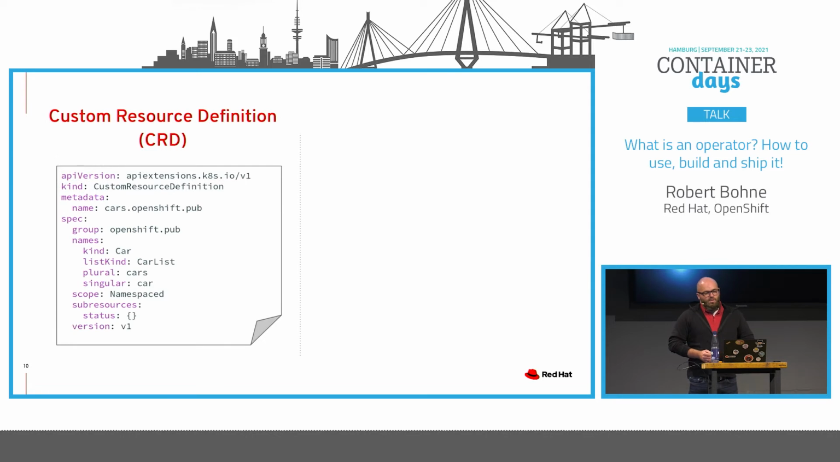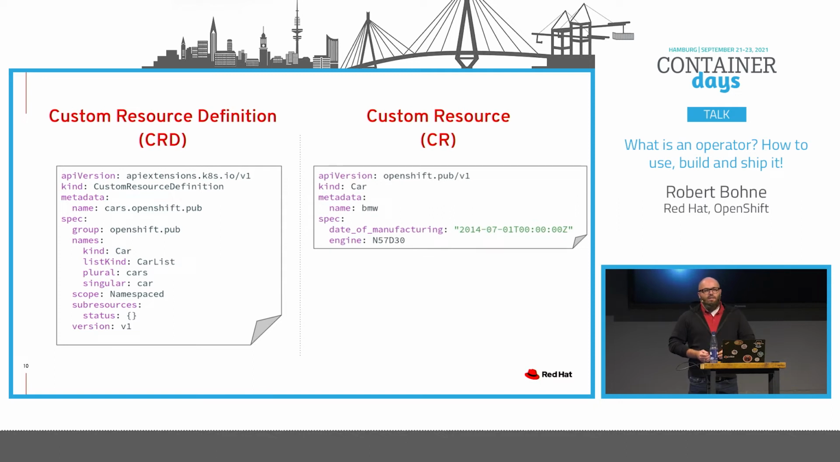How does it work? Of course, a custom resource definition is a YAML object. You apply it to your API server, and then you have a new object available in your Kubernetes world. Here, for example, is a custom resource definition to manage my cars via the Kubernetes API. I'm a little bit car addicted, so I want to manage my car via the Kubernetes API. I say the kind is Car, the list kind is CarList, and its scope is namespace scoped, and I apply this to the Kubernetes API.